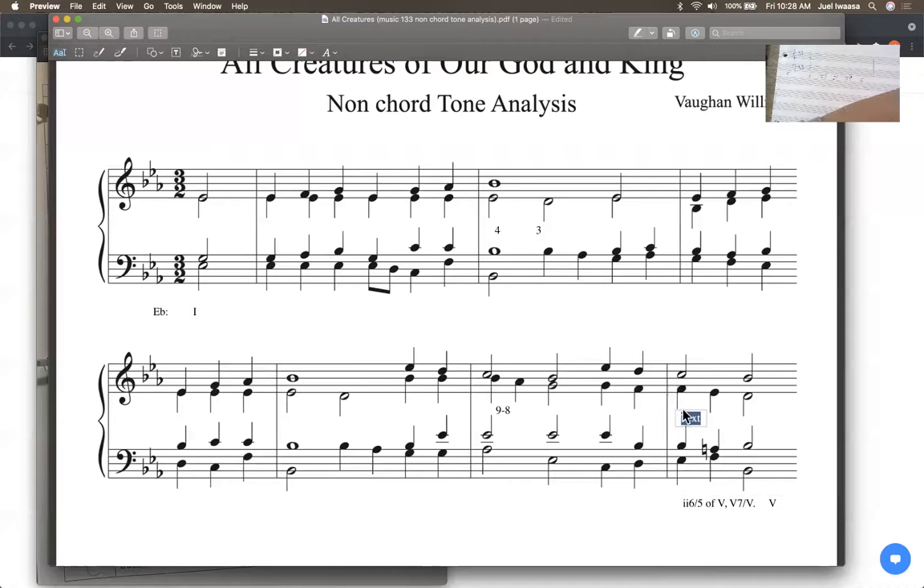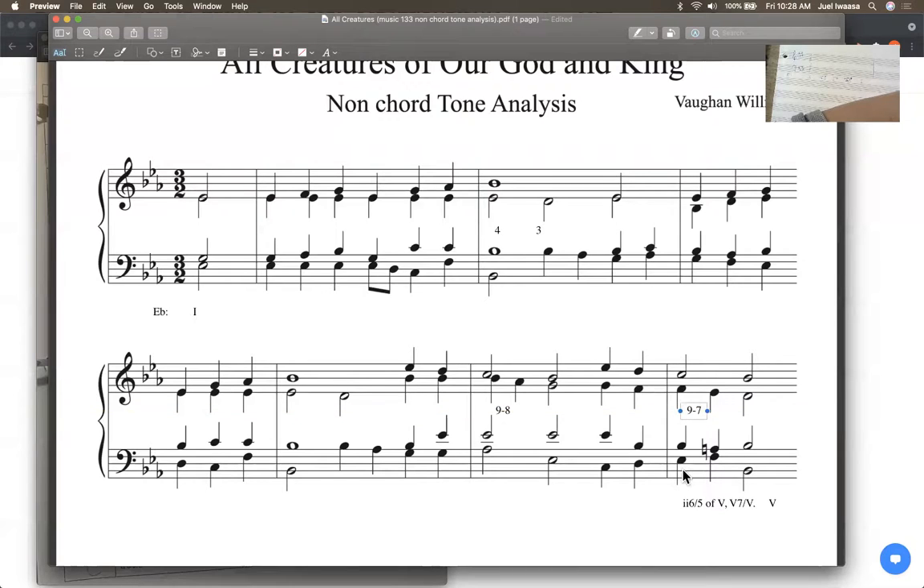The suspension here is a 9 because F is a 9th above the E flat, right? But watch what happened here. When it resolved down, the bass note also changed, right? And we talked about this in Wednesday's videos. Since the bass note changed, it's 9 here, but it's not 9/8 because this came up as well. It's 9/7. Okay. And that's kind of interesting and different, right?